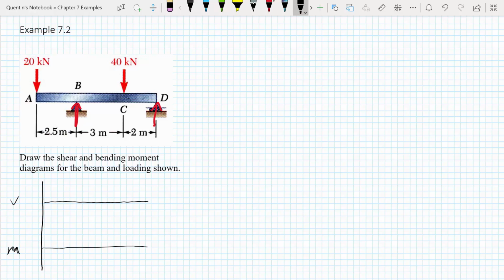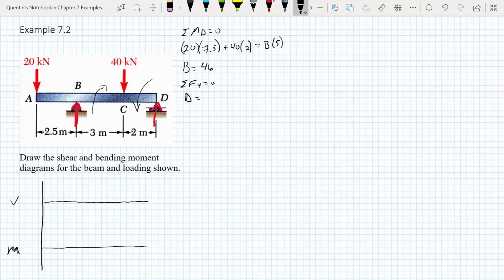So that one's pretty straightforward. Let's do the sum of moments at, say, D equal to 0. So we have 20 times 2.5 plus 3 plus 2, so 7.5, plus 40 times 2. Those two are going to make it rotate in that direction, and B is going to make it rotate in that direction. So this is equal to B times 5. Therefore, B turns out to be 46. Then if I take the sum of forces in y equals 0, it tells me that D is equal to 14. So I'm just going to write those. This is 46, and this is 14. Okay, so there we go.